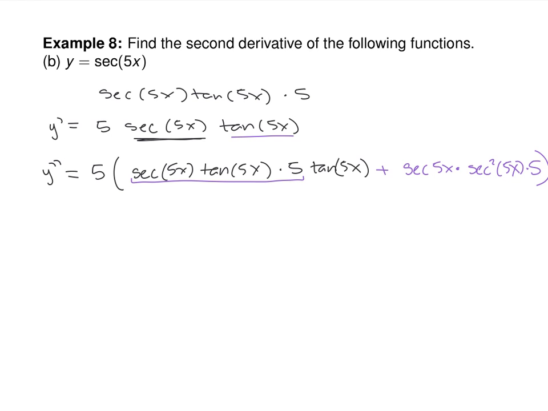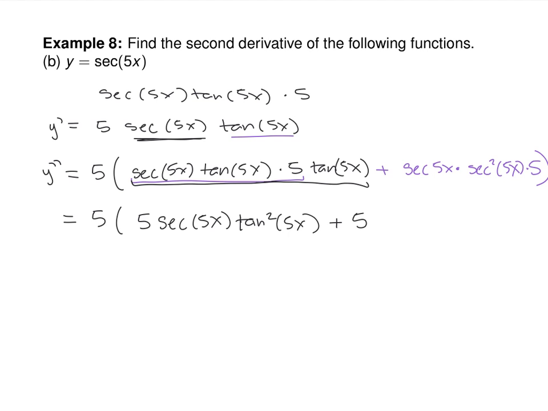Before we take out any GCFs, let's just simplify those expressions. So I have 5, this first one, how could you write that more nicely? Secant 5x, tan squared 5x. Okay, how about the second one? 5 times. Great.